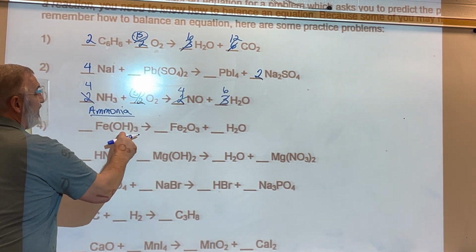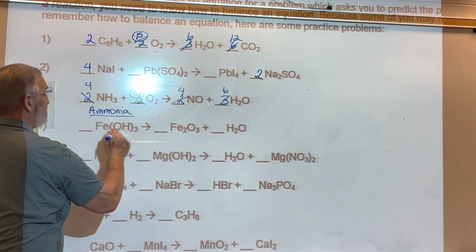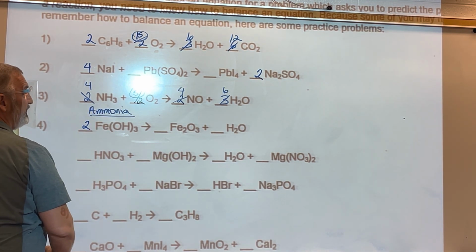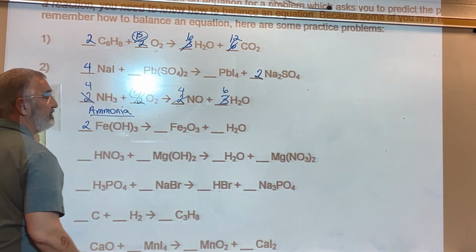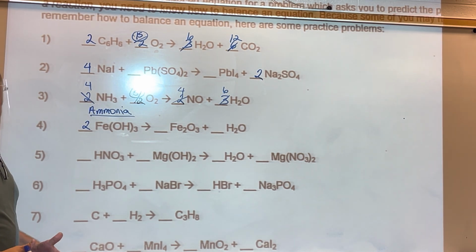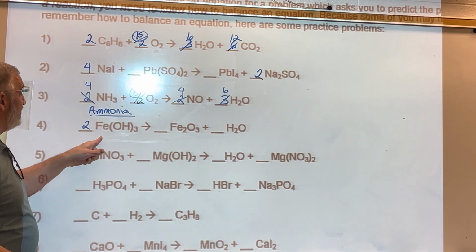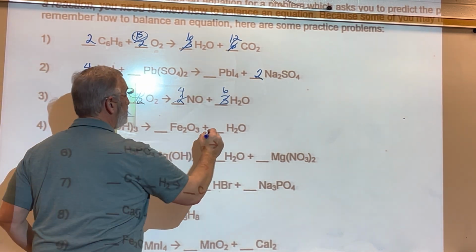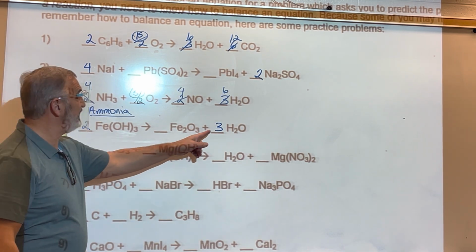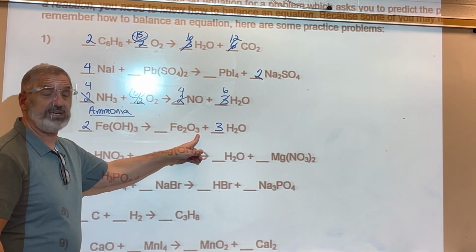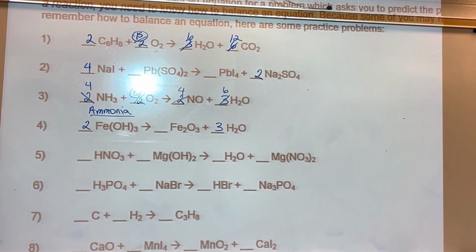Now here's a polyatomic ion, but it's not the same over there, so we have to do this. 1 iron, 2 iron, so I'm going to put a 2. I have oxygen here, oxygen there, so I'm going to leave the oxygens to last. I have 6 hydrogens, so I'm going to put a 3 here to get my 6 hydrogens. Now that's going to give me 3, and 3 makes 6 oxygens. I have 2 times 3, I have 6 oxygens.